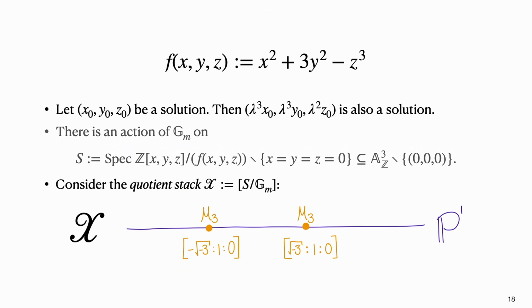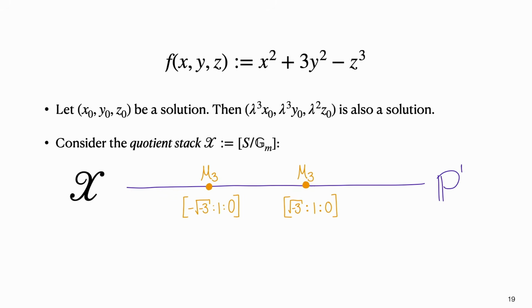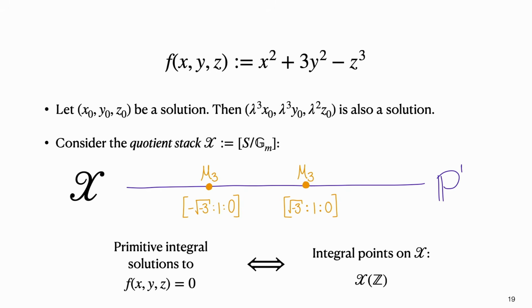Okay, so I want to forget about my equation and just think about this picture in which I remember that I have this weighted action by G_m. And that gives us this stacky curve that has a base of P1 and then 2 stacky points in which something weird happens. And it turns out that positive primitive integral solutions to f of x, y, z equal to 0 are in correspondence with integral points on the stacky curve.